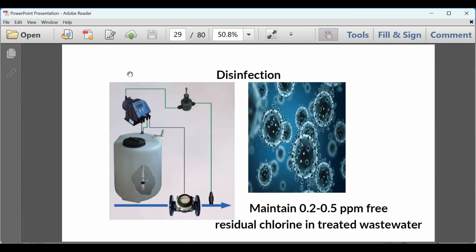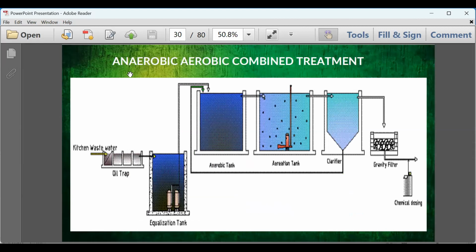Finally, we should disinfect the wastewater. The treated water after secondary clarifier needs to be disinfected. It may be chlorine, ozone, or UV sterilizer. After the entire treatment, water achieves the level of inland surface waters from this treatment method.